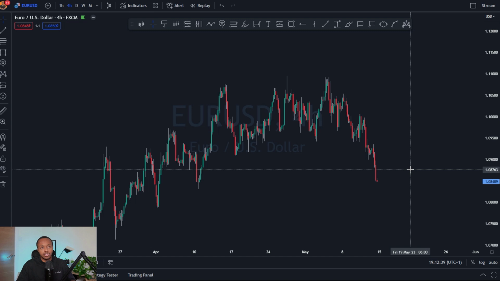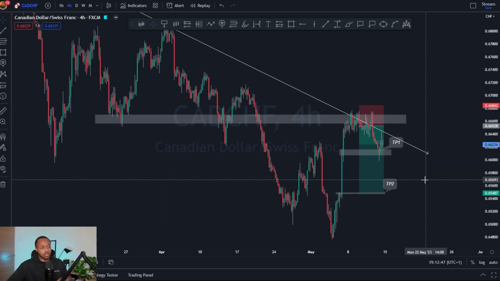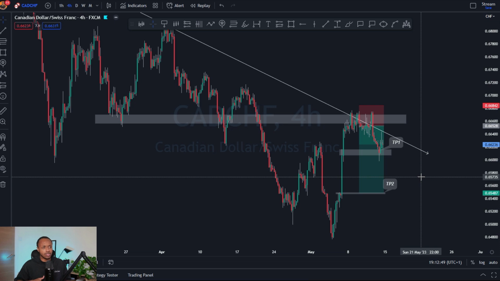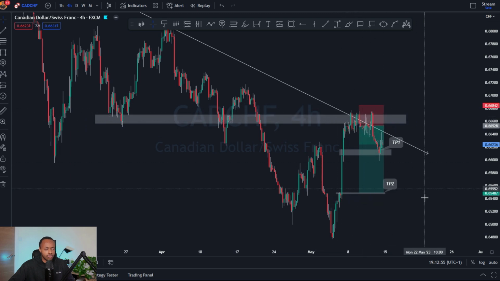But I had one position this week on CAD Swiss. Shorts on this one, still currently in the trade, so I have not exited it, but I have banked some partials and moved my stop loss to break even. So I entered this one on Tuesday, I believe, Tuesday and Wednesday, around here. Really nice rejection from the zone and looking for the market to roll over.